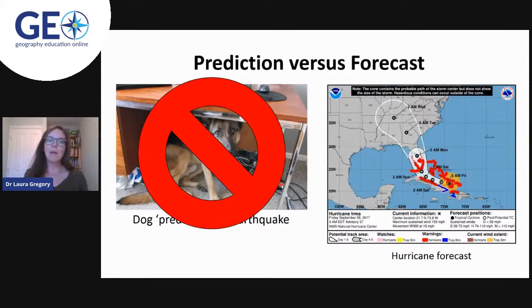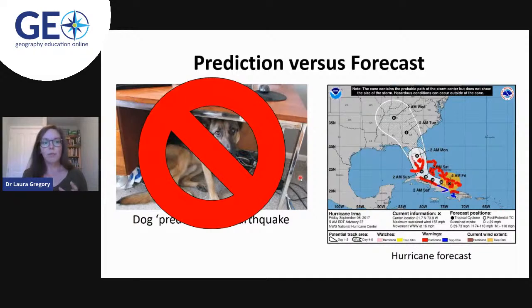And so that prediction is often related to animals reacting funny before an earthquake happens, or radon gas being measured, things that sound a bit crazy and are really difficult to prove. And so right now there's no known phenomenon that tells us an earthquake is coming. But there is a lot that we can do to build up a forecast of earthquakes.